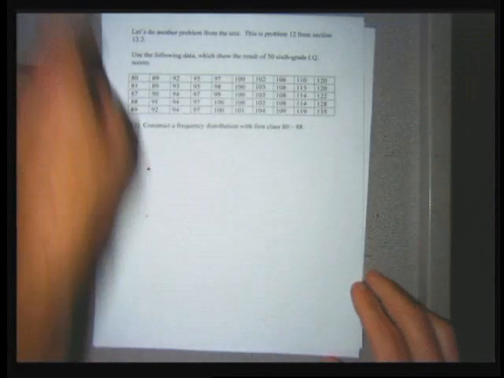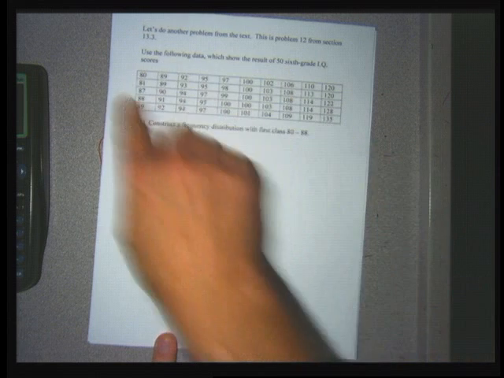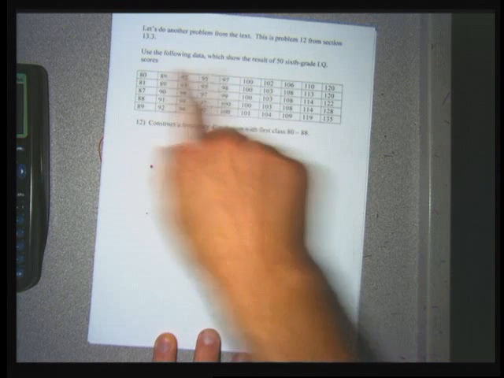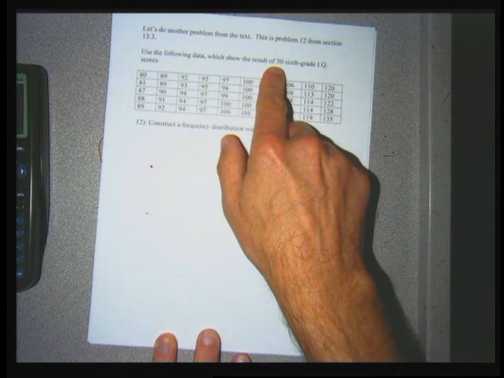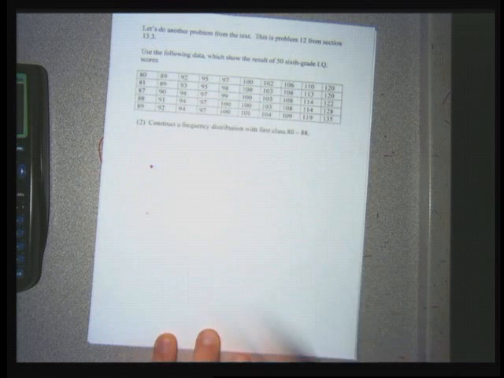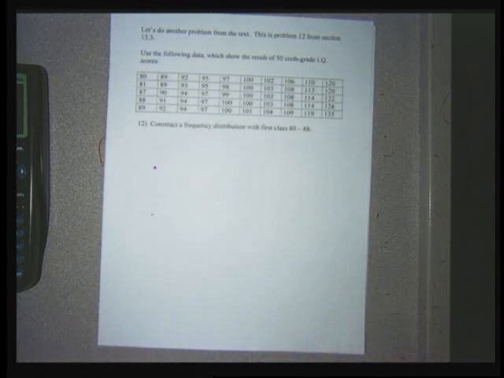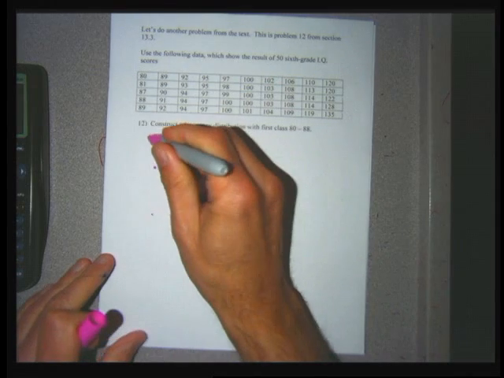I picked another problem from the text, and that's supposed to end section 13.3, and all the author wants me to do is take information and make a frequency distribution. I have to understand what this data is: 56th grade students were given an IQ test, and these are their IQ scores. So I'm going to make a frequency distribution.